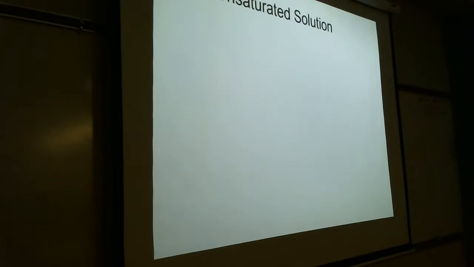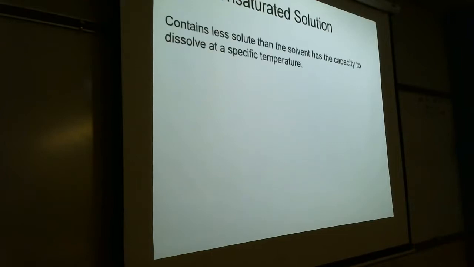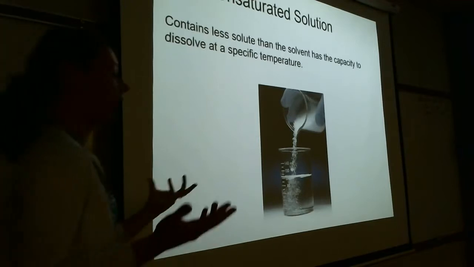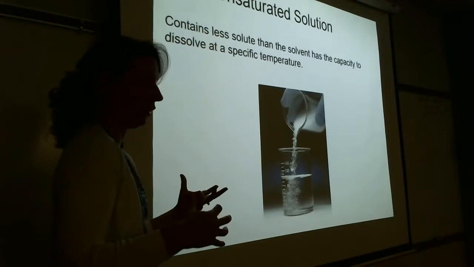First one is unsaturated. The name unsaturated implies that it's not maxed out, right? It contains less solute than the solvent has the capacity to dissolve. That's the technical definition. What does that mean? It means your solution can still dissolve more. Your solvent can still dissolve more, okay?